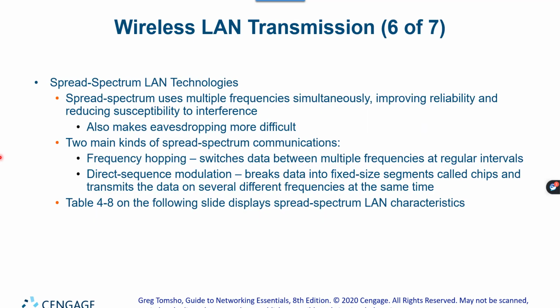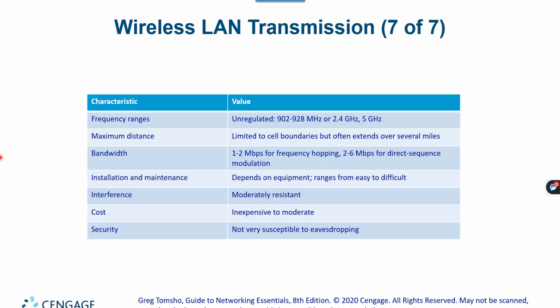Spread spectrum LAN technologies use multiple frequencies. So if we do have interference at a certain frequency, we can work around it. There are two kinds of spread spectrum communications. We have frequency hopping. It switches the data between multiple frequencies at regular intervals. That cuts through the interference. And then we have direct sequence modulation. It breaks the data into fixed size segments called chips and transmits the data on several different frequencies at the same time. So instead of jumping to different frequencies at different times, it's going to use all the frequencies at the same time and use them like lanes of a highway. So we're going to get faster speeds with that.